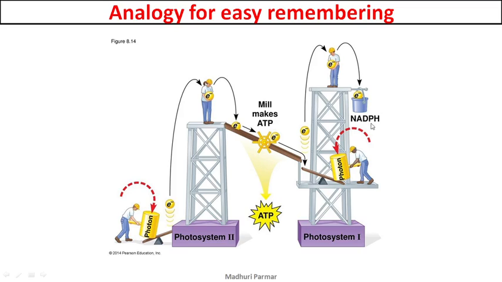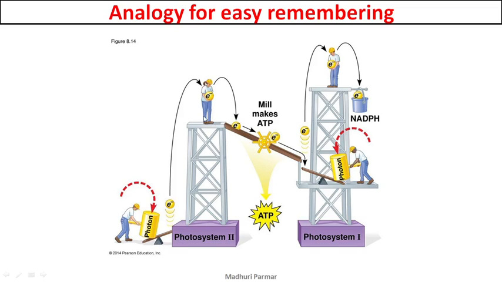Clear? So an analogy for remembering this process, an analogy is some similar example from which you can understand or remember this, is to think of a construction site. So here a worker is providing all the energy and all the force in the form of photons. What is this photon doing? It is exciting that electron, so that electron is leaving. If you put a hammer on this seesaw, the electron will jump, right? So here the electron is jumping. It is caught by photosystem 2.